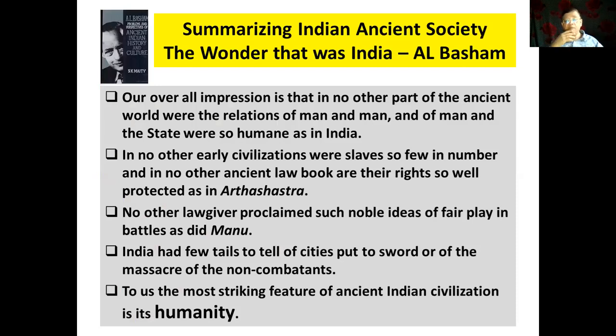In fact, it is said that when the Mahabharata war was going on, the citizens used to stand on the periphery and watch it without fear that somebody will kill them, because that was against the rules of war. To us, the most striking feature of ancient Indian civilization is its humanity.